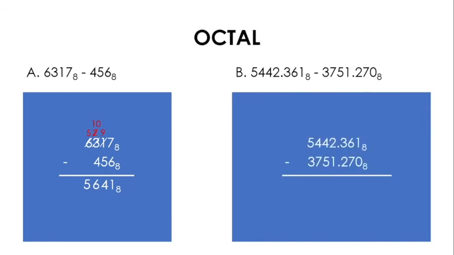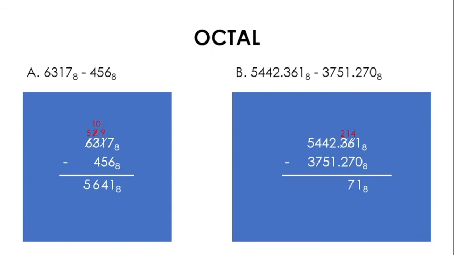5442.361 octal minus 3751.3270 octal. So we'll do the same process as we did on the first example. 1 minus 0 is 1. Since we cannot subtract 6 from 7, we'll borrow 8 from the next digit. So we have 14 now. 14 minus 7 is 7.